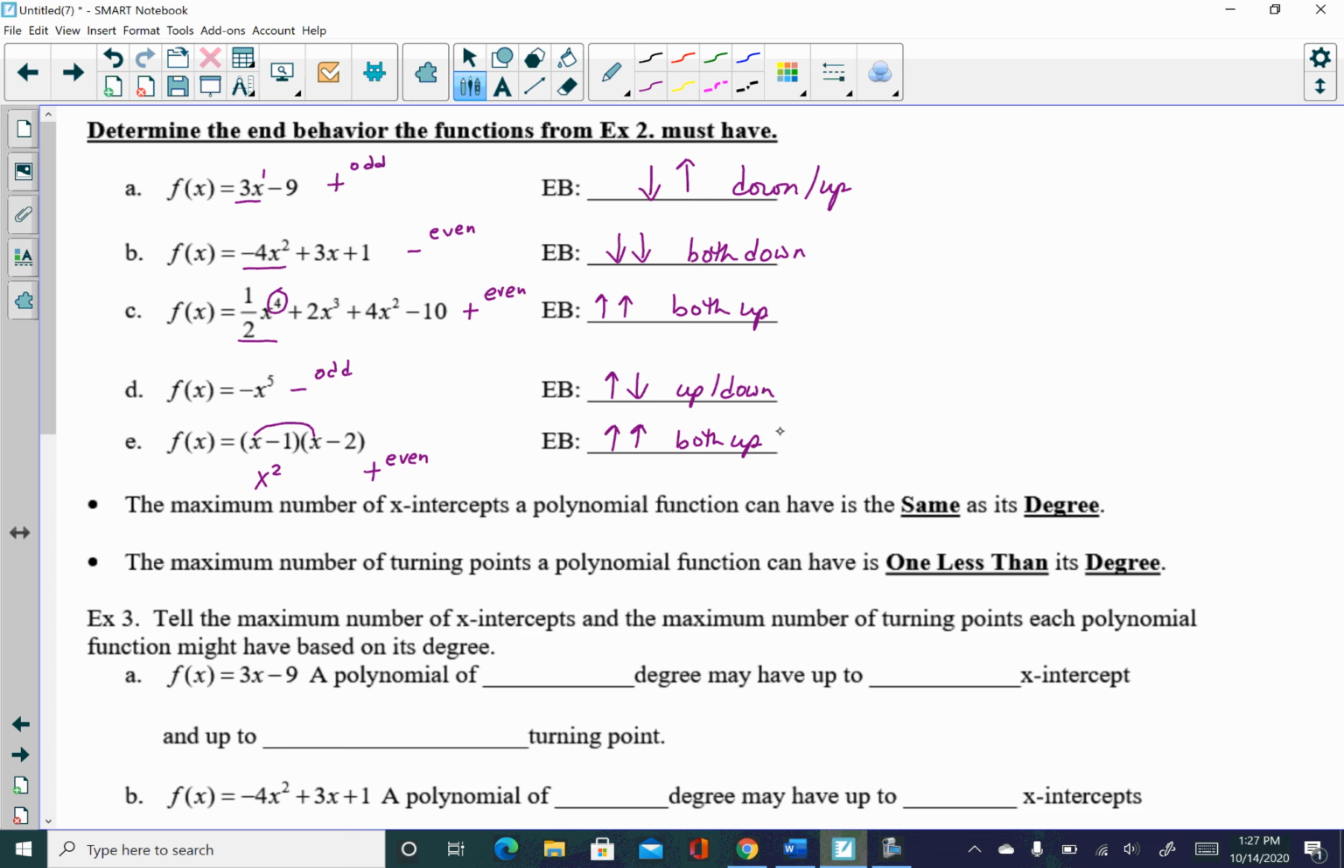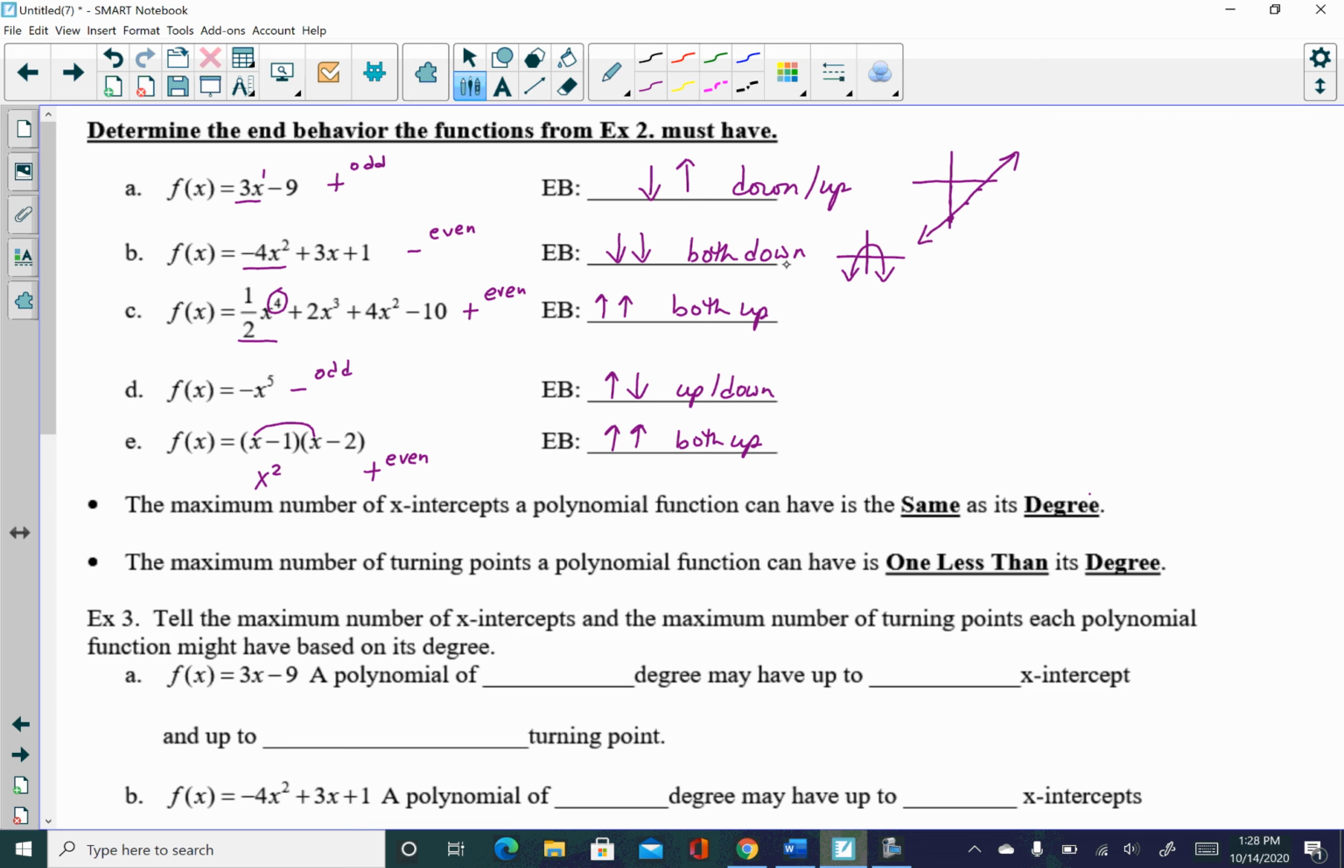Okay, think about a graph over here, like letter A, that you already know. This is y equals 3x minus 9. You know that that's a linear line. It has a y-intercept down here at -9, and then my slope is up 3 over 1, up 3 over 1. And so sure enough, on the left-hand side of the graph, it's going down, and on the right-hand side of the graph, it's going up. Think about letter B here, and -4x squared. You know that that's a parabola, and because that 4 is negative, it faces downward, right? And sure enough, when we were just identifying our end behavior, we said both down. Okay, so that's the connection there.